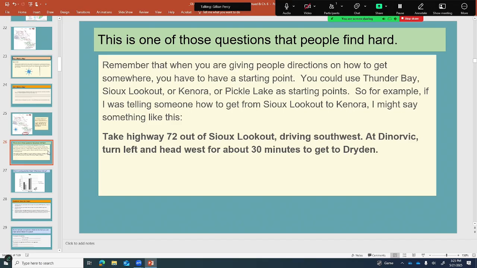Also, remember that when you're giving people directions on how to get somewhere, you need to give them a starting point, right? You could use Thunder Bay or Sioux Lookout or Kenora or Pickle Lake as starting points. If I was telling someone how to get from Sioux Lookout to Kenora, I might say something like this. Take Highway 72 out of Sioux Lookout, driving southwest. At Dinorvik, turn left and head west for about 30 minutes to get to Dryden. So I want to say turn left and head west. Those are the same things, but I'm sort of indicating which way you're going, right?